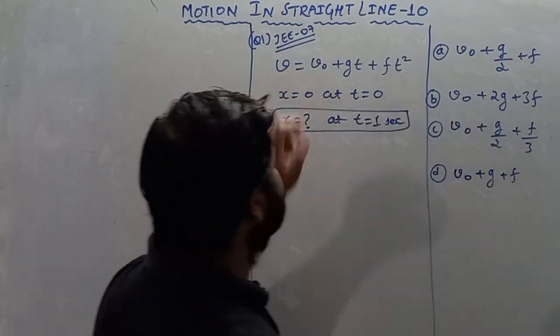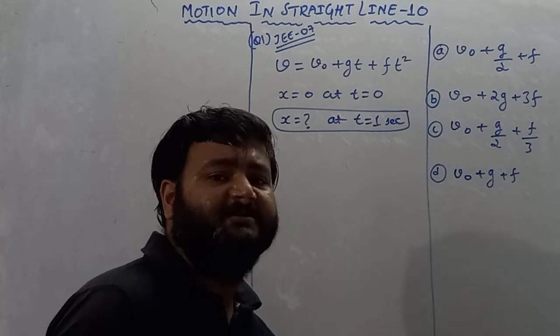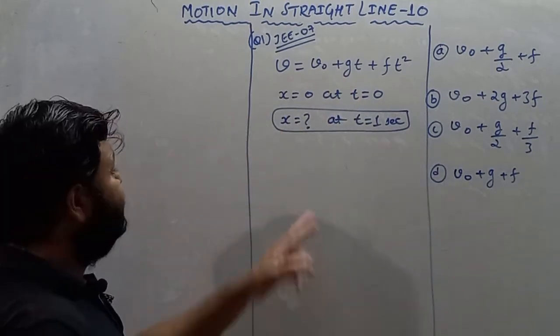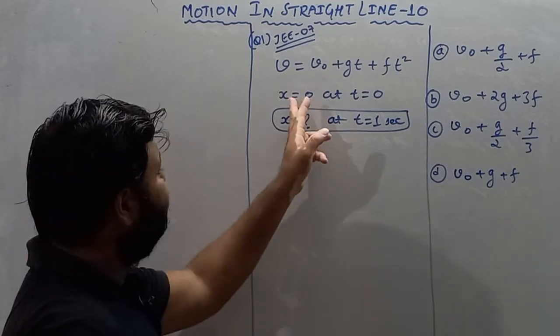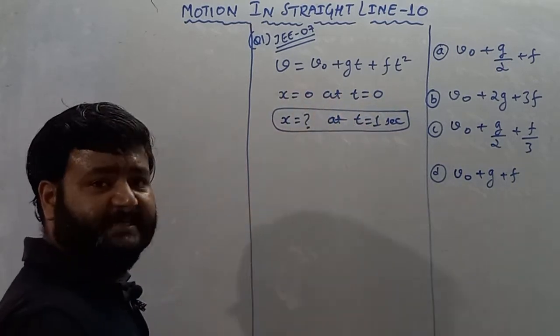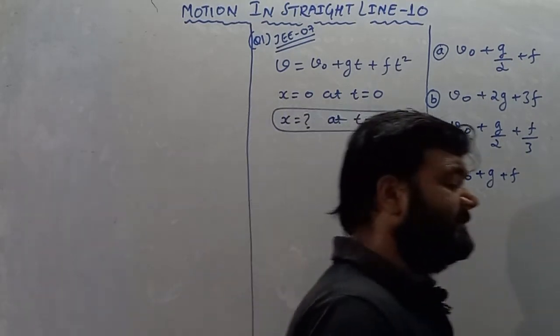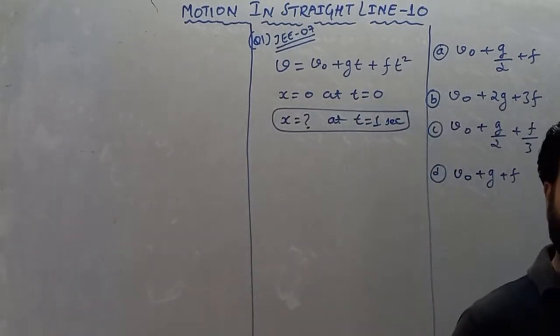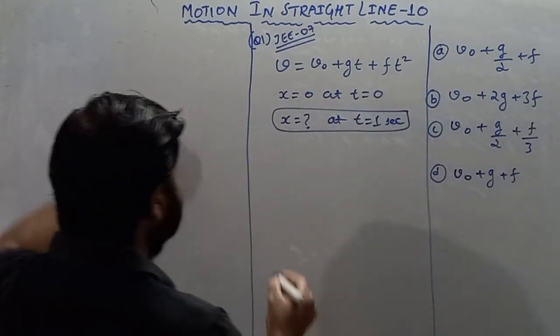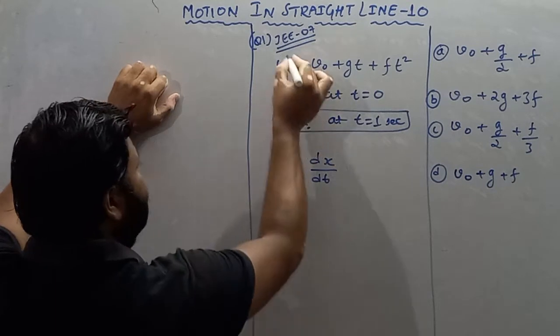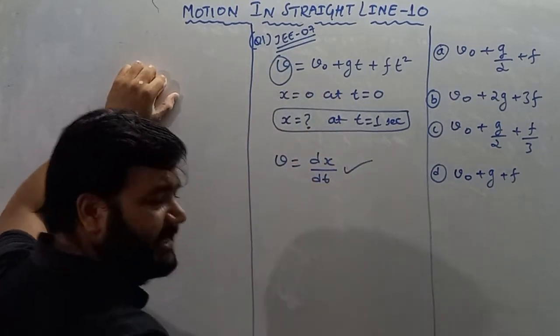So in this question, velocity is given as V naught plus GT plus FT square. They are asking for position. They are giving x equals 0 for t equals 0. They are asking, at t equals 1 second, what is the position of the particle? So it's very simple, my dear student. We know that V equals dx by dt. So instead of V, I'll write dx by dt.